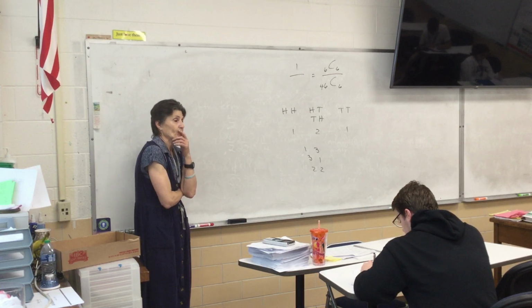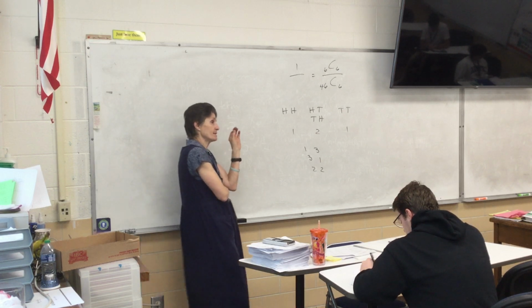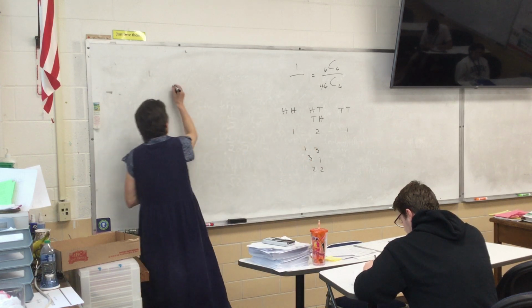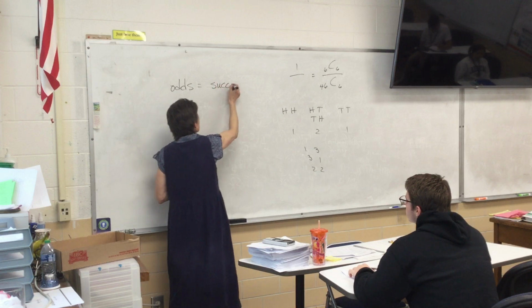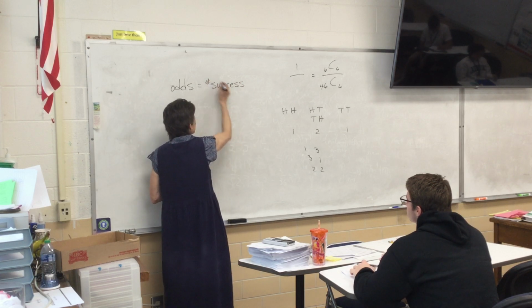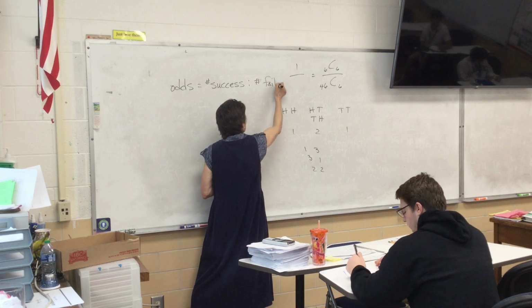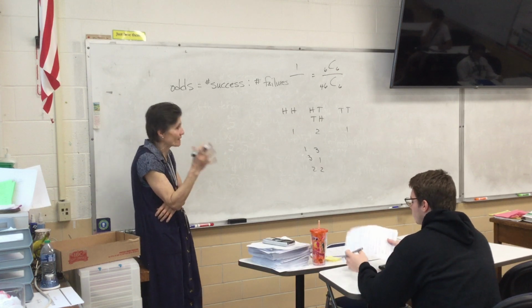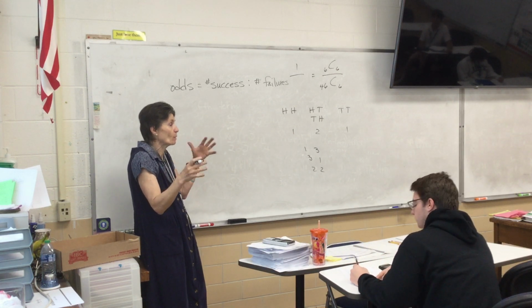Okay. Now back to our definition. Probability is success over total. Odds are the number of successes to the number of failures. And odds are often written sideways with a colon instead of a fraction. That's one way we kind of keep straight which is which.